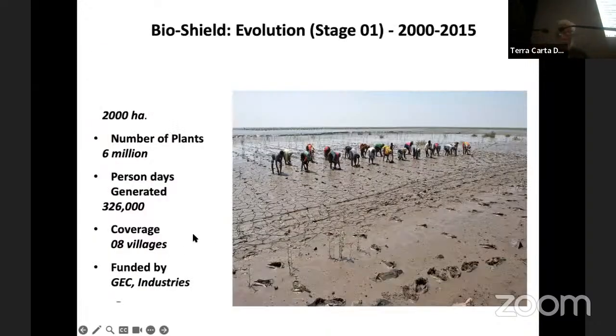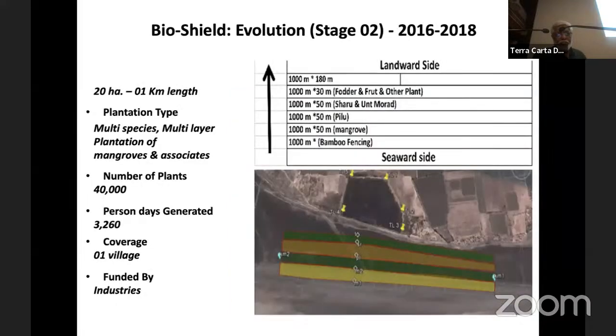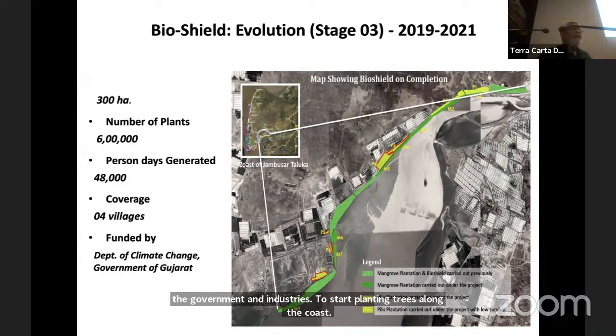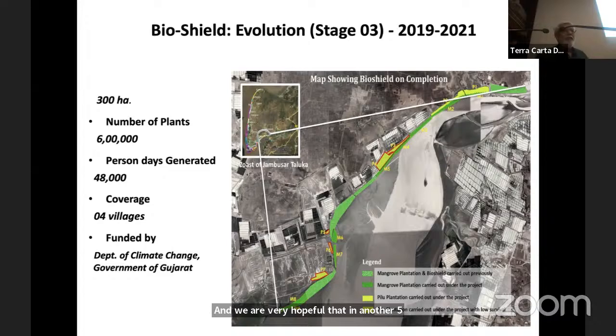This was taken by COP28 during the last COP that took place in Dubai. As a result of this, we have now been negotiating with the government and industries to start planting trees along the coast. And we are very hopeful that in another 5 years, we will be able to complete the task, about 5 crores of plants.